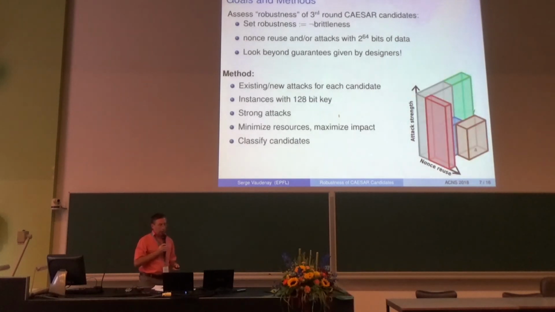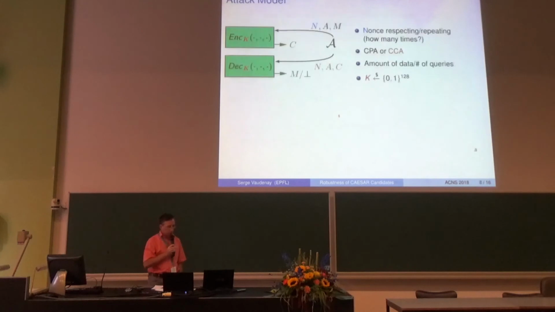Okay, and we ended up sorting the attacks that we have into 6 categories, and that's what I will describe in a moment. First, the attack model. In the attack model, we have an adversary, and the adversary can play with the encryption algorithm. The encryption algorithm knows the secret key. The adversary doesn't know the secret key, of course. It can also sometimes play with the decryption algorithm, which knows the secret key as well.